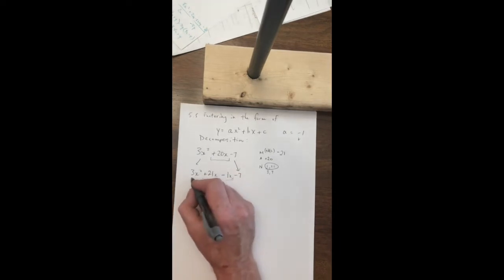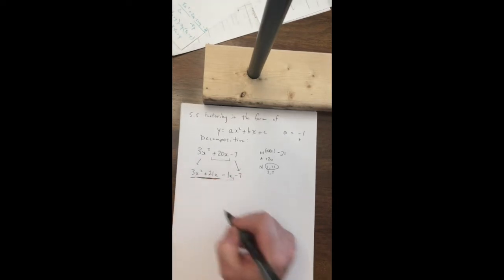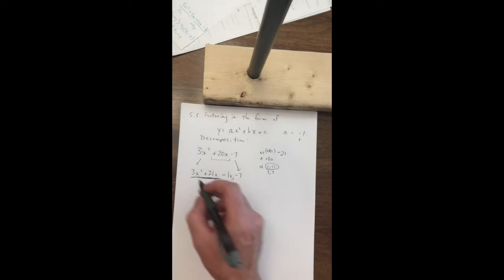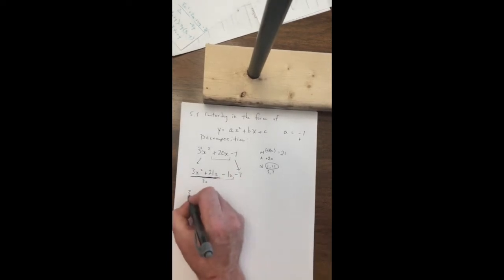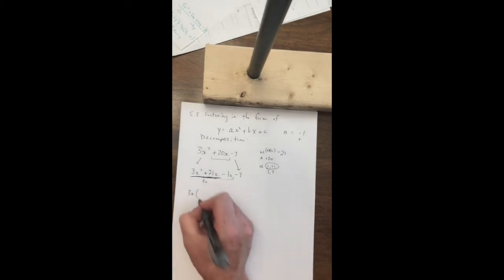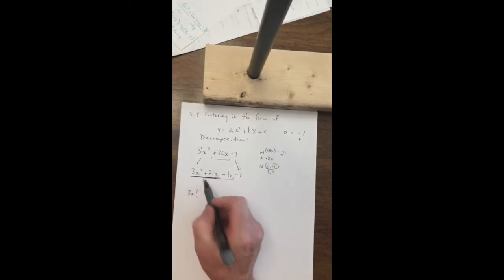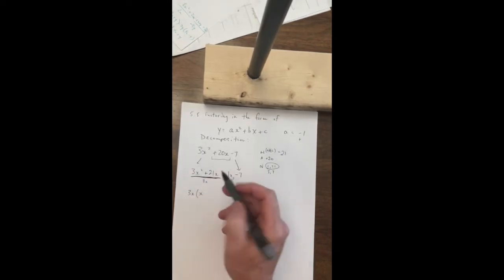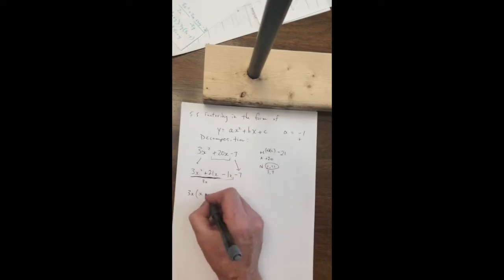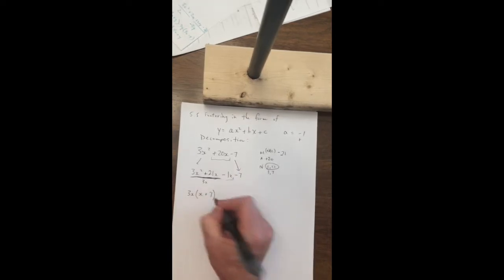And now what we're going to do is use our grouping method that we used before. So out of these 2, what's my greatest common factor? My greatest common factor is 3x, I believe. So 3x squared divided by 3x leaves me with an x. 21x divided by 3x leaves me with a plus 7.